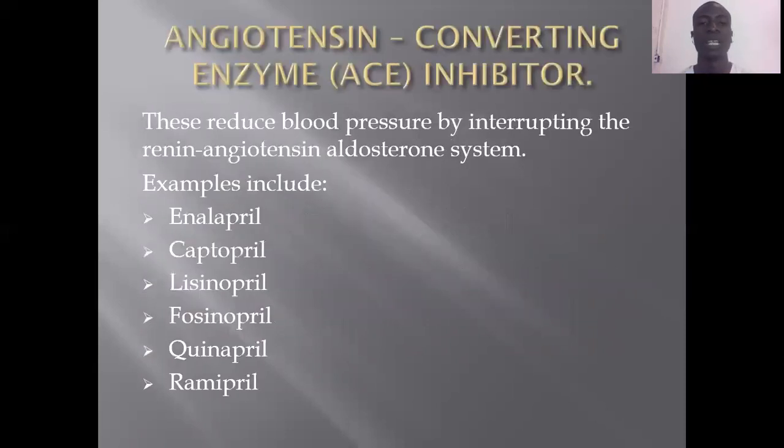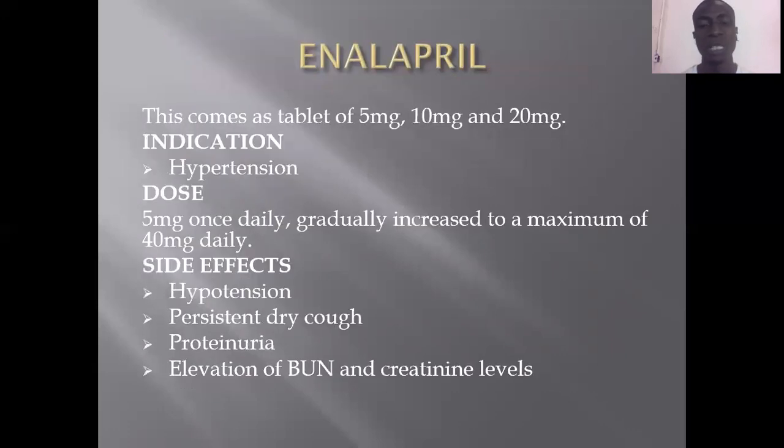Let's look at the ACE inhibitors, the angiotensin converting enzyme inhibitors. Another one is captopril. These are drugs you've seen before; some of you have given them. These reduce blood pressure by interrupting the renin angiotensin aldosterone system. Examples of these drugs are enalapril and also captopril and the rest. So we're going to look at enalapril. Enalapril comes as a tablet of 5 milligrams, 10 milligrams, and 20 milligrams.